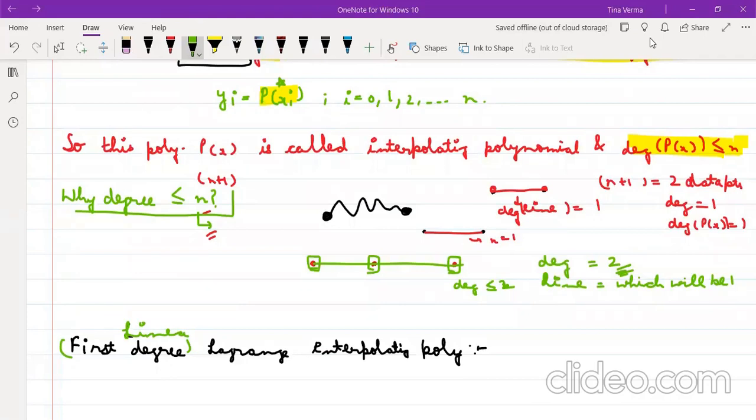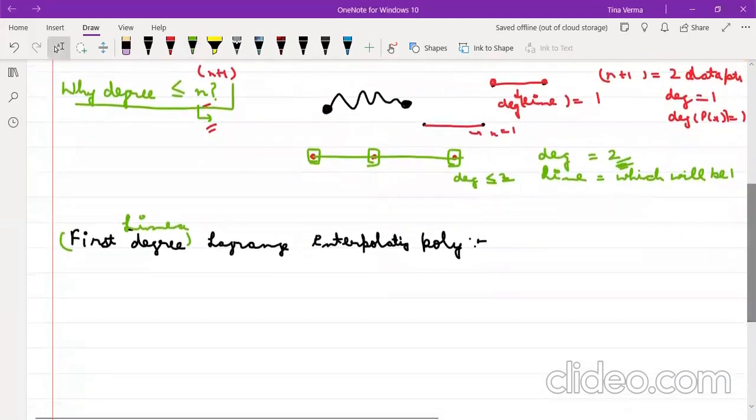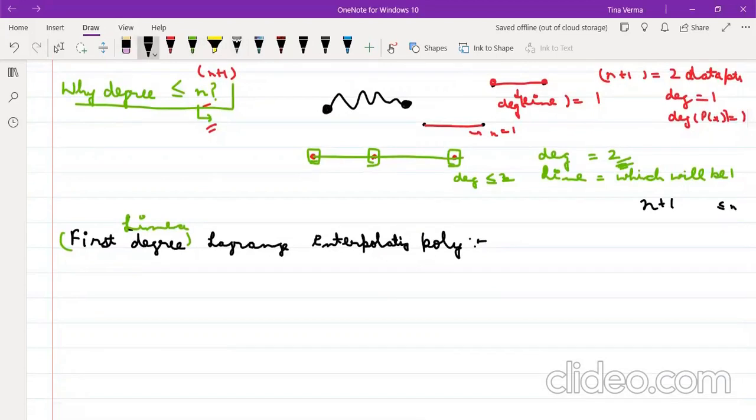So now we are fitting the linear Lagrange interpolating polynomial. What we have studied is that linear means the degree will be 1. We have said that if we have n plus 1 data points, we can have a degree at most less than or equal to n.